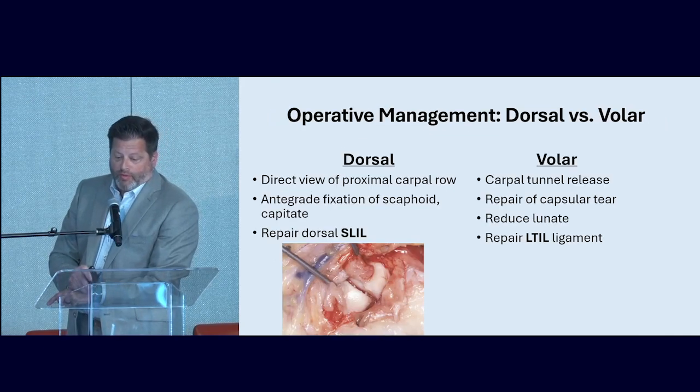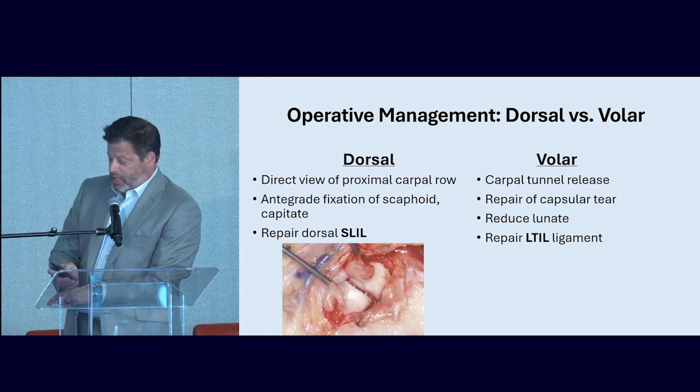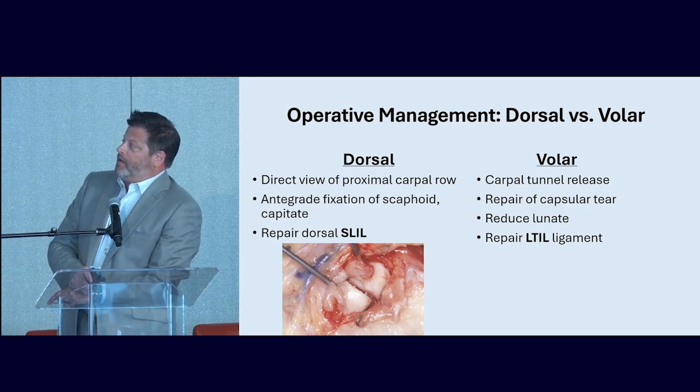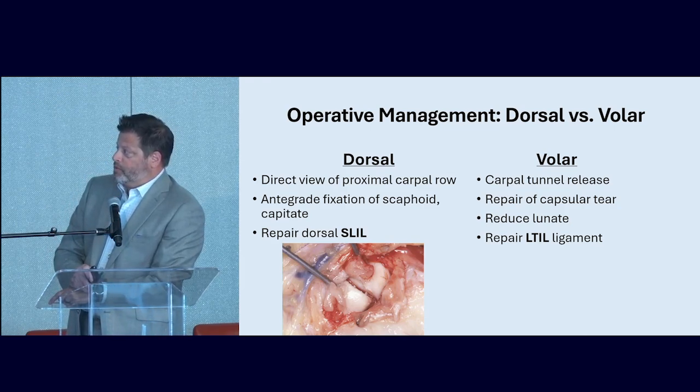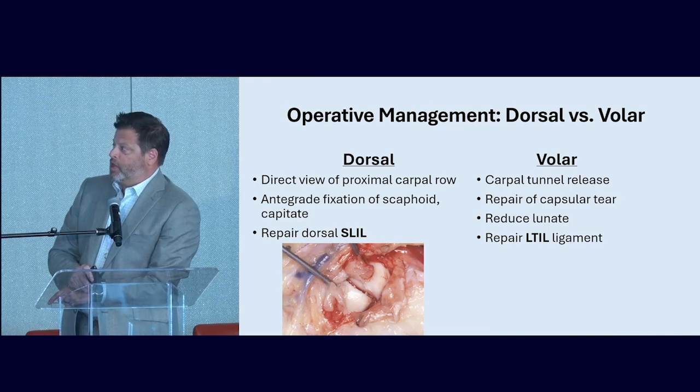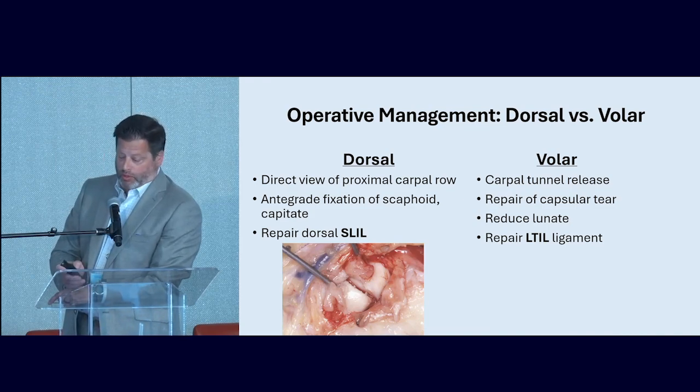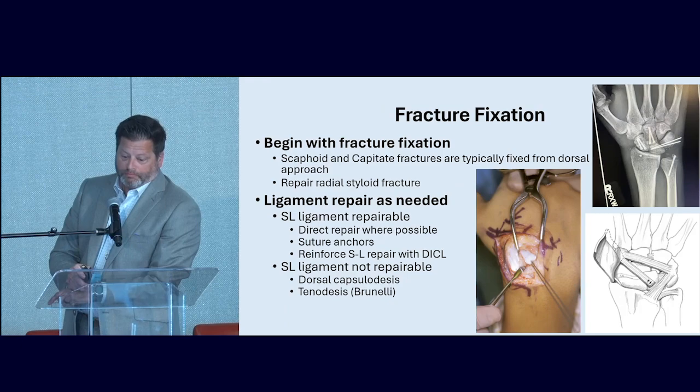Dorsal gives a good view of the proximal carpal row. It allows you to fix the fractures. This picture shows how you put your joysticks in the scaphoid and lunate. You can kind of manipulate those bones to get things just perfect as you repair the scapholunate interosseous ligament. Volarly, obviously, we can do our carpal tunnel release. We can repair that capsular rent that's always there, reduce the lunate, and then repair the lunotriquetral ligament as well.